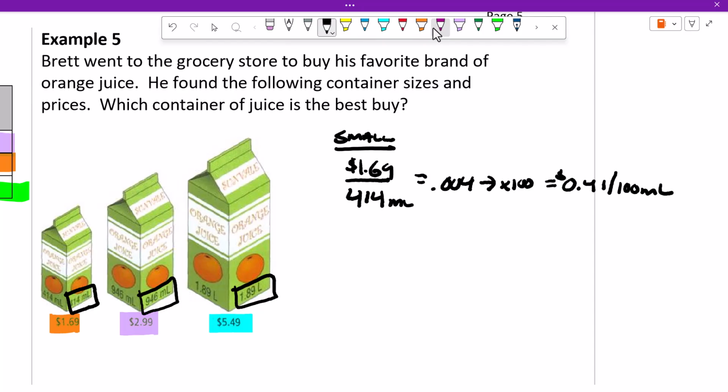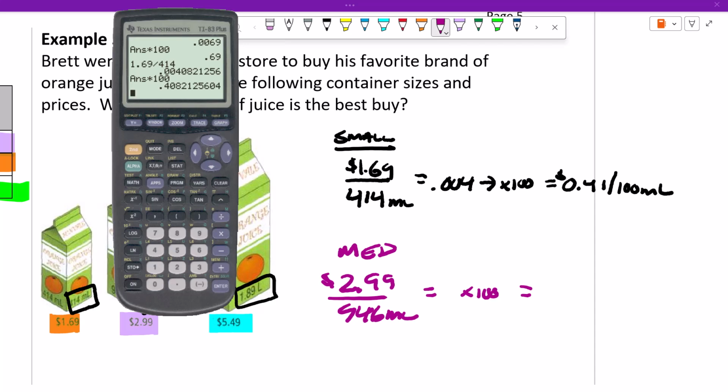So then you get the medium one. You got $2.99 divided by 946, and go times 100. So I'm just going to write it like this and go grab my calculator. 2.99 divided by 946. I get that decimal. I times it by 100. You can do it right off, but just show that you times it by 100 so I know that you did that.